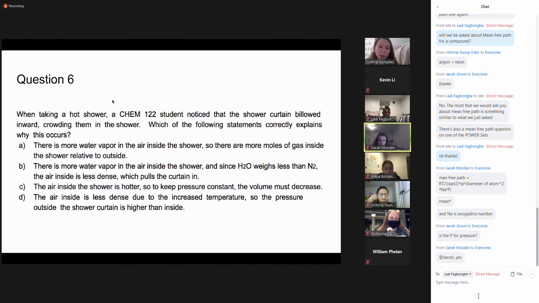All right, so we're going to go ahead and run through this one. Basically what's happening is that there is a shower, there's a barrier, and on one side we have a lot of hot water vapor entering the air. The first answer choice asks, there is more water vapor in the air inside the shower, so there are more moles of gas inside the shower relative to outside. So does anyone want to share why this one is incorrect?